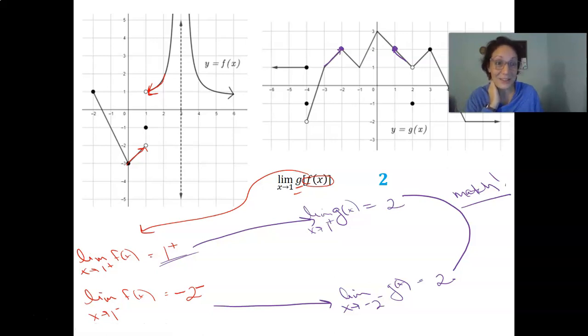These are crazy, aren't they? When you take composite functions and limits and combine them, it's like madness. Complete madness.